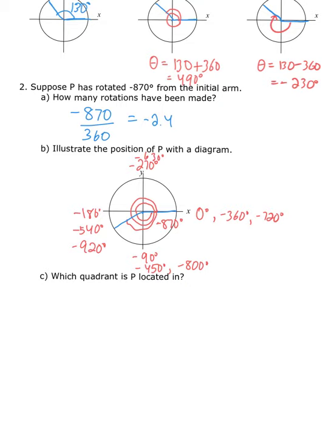Then part C asks what quadrant am I in? Our first quadrant is where x and y are both positive, and then we go counterclockwise. So quadrant 1, quadrant 2 is where x is negative, y is positive. Quadrant 3 is where x and y are both negative, and quadrant 4 is when x is positive, y is negative. So our angle is in quadrant 3.